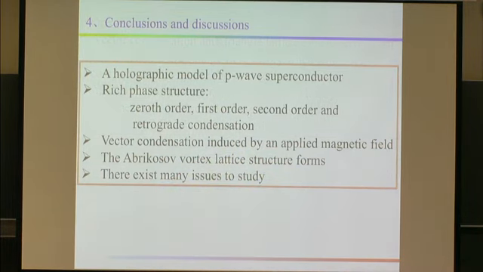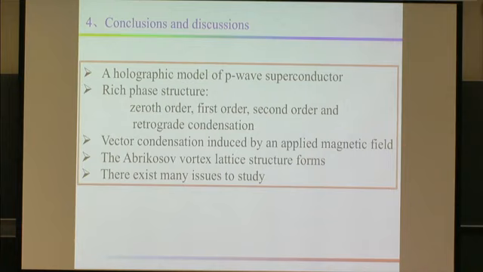Okay, here is my conclusion. We present a holographic model of a p-wave superconductor in the Einstein, Maxwell, and complex vector theory. Through numerically solving the equations of motion, we found that this model contains a rather rich phase structure, depending on the mass and charge of the vectors. Zero order, first order, and second order phase transitions could happen. Also, retrograde condensation will happen in some regions.